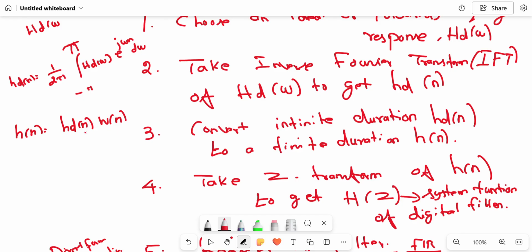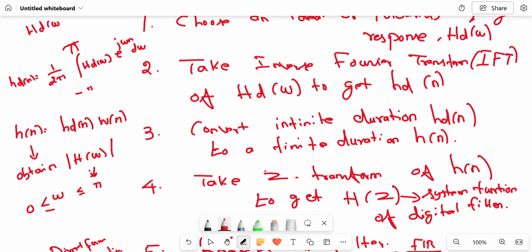Then, using h(n), you can obtain the magnitude response H(omega) for various values of omega in the range 0 to pi, and sketch the graph between the magnitude response H(omega) and omega, which is the frequency response.